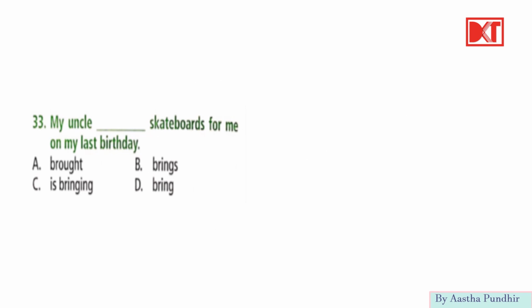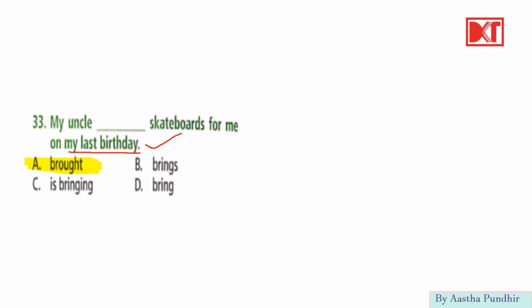Alright, so here, my uncle dashed skateboards for me on my last birthday. We're talking about a past thing which has happened. So let's see. A, my uncle brought skateboards for me on my last birthday. B, my uncle brings skateboards for me on my last birthday. C, my uncle is bringing skateboards for me on my last birthday. D, my uncle bring skateboards for me on my last birthday. Here, the correct answer is A. My uncle brought skateboards for me on my last birthday.